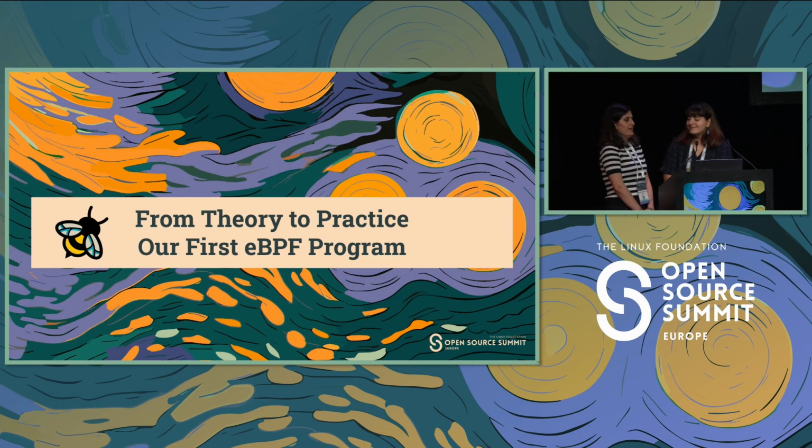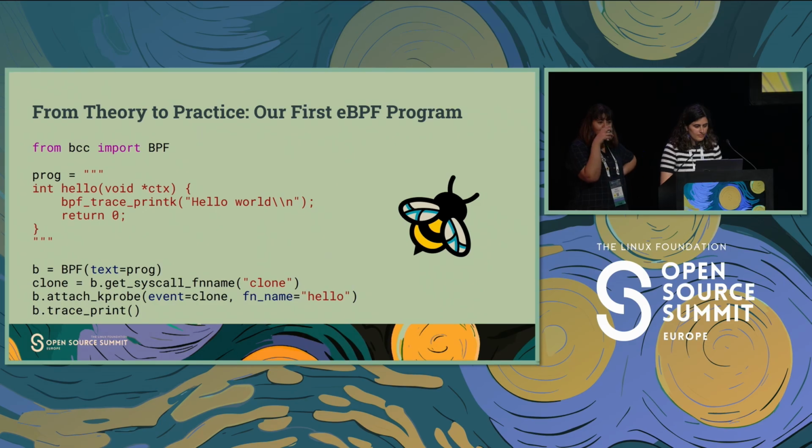OK, let's take a look at a very basic Hello World example to understand how eBPF actually works. Here we have a very basic program which tries to print Hello World. As you can see, we import BPF from the BCC library. The BCC library is a library for Python, which allows us to write our eBPF program and then compiles it to eBPF bytecode. So it makes our job easier.